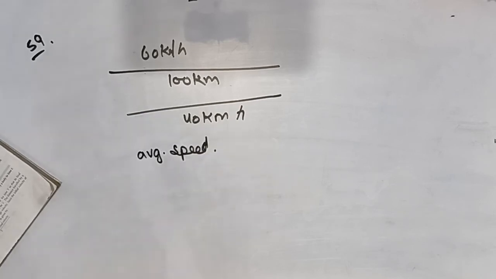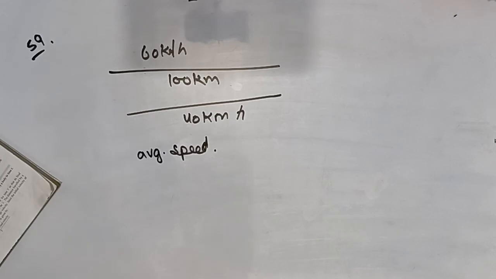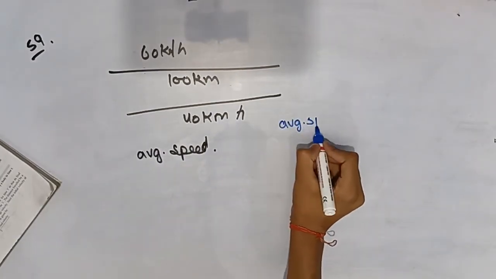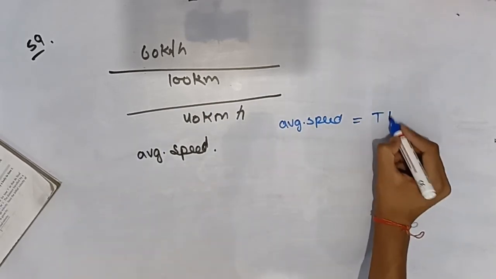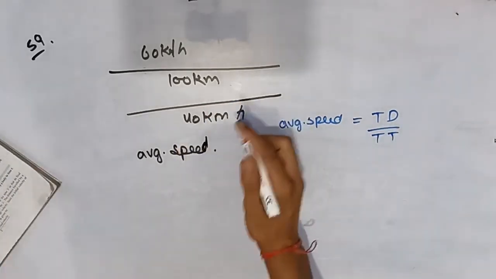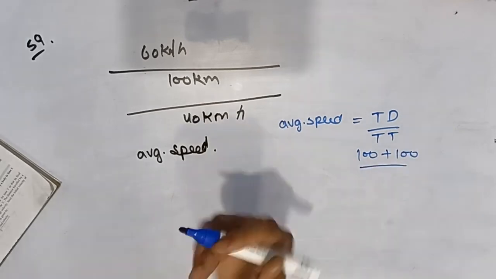So what will we do? Distance is given and speed is given, but time is not given. But what is the formula of average speed? The average speed formula is total distance upon total time taken. Total distance we can say is 100 plus 100 km, but time we don't know.